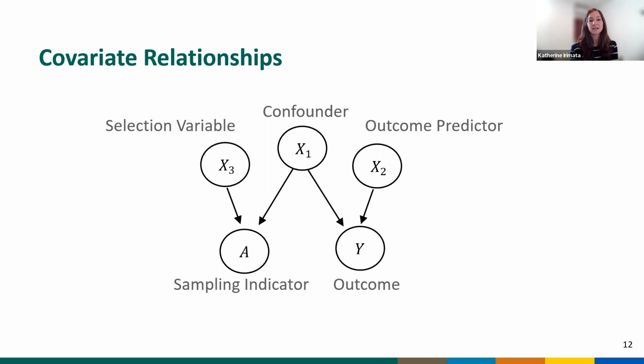And so here we can see that we have our outcome, Y, and sampling indicator A, as we've described. And then we can think about the different types of variables that are associated. Confounders are related to both, outcome predictors are only related to the outcome, and selection variables are variables that are only related to the sampling indicator. We could also think about maybe a fourth type of variable that's not related to either our outcome or sampling indicator, but in this case, those won't be important since we wouldn't need to adjust for them.